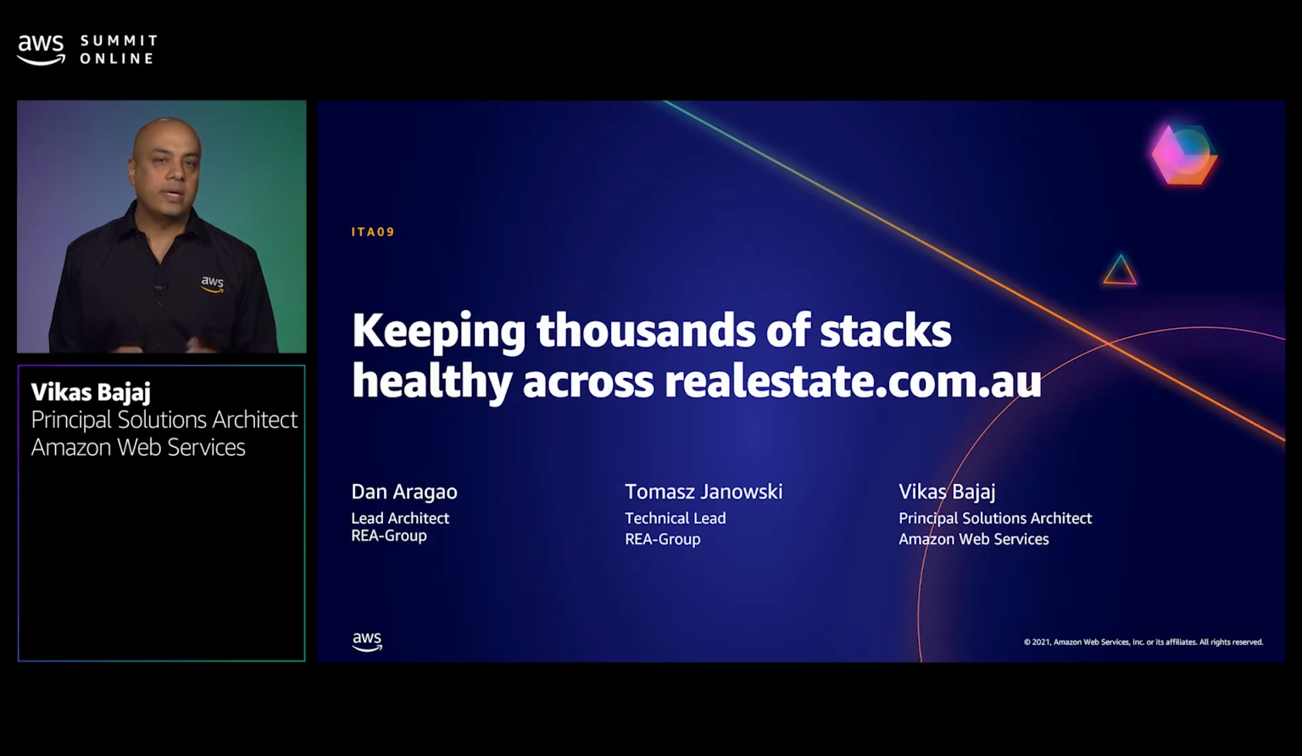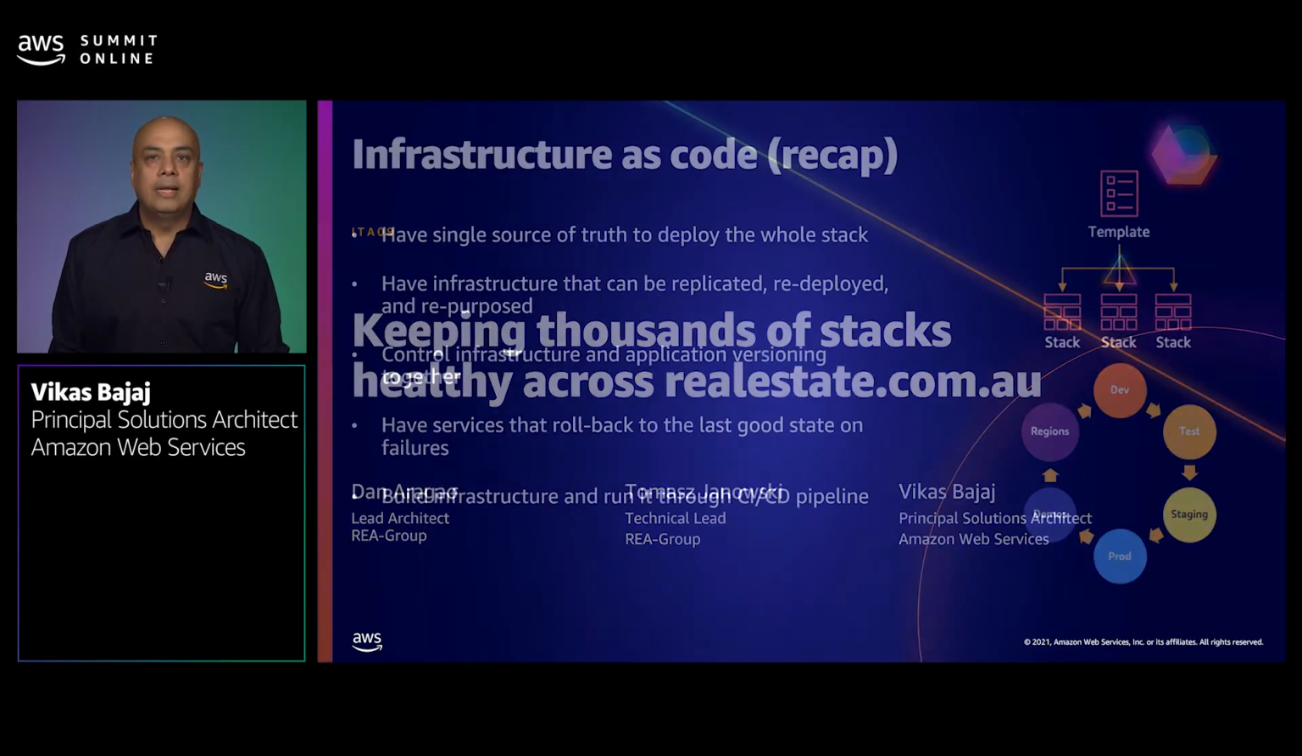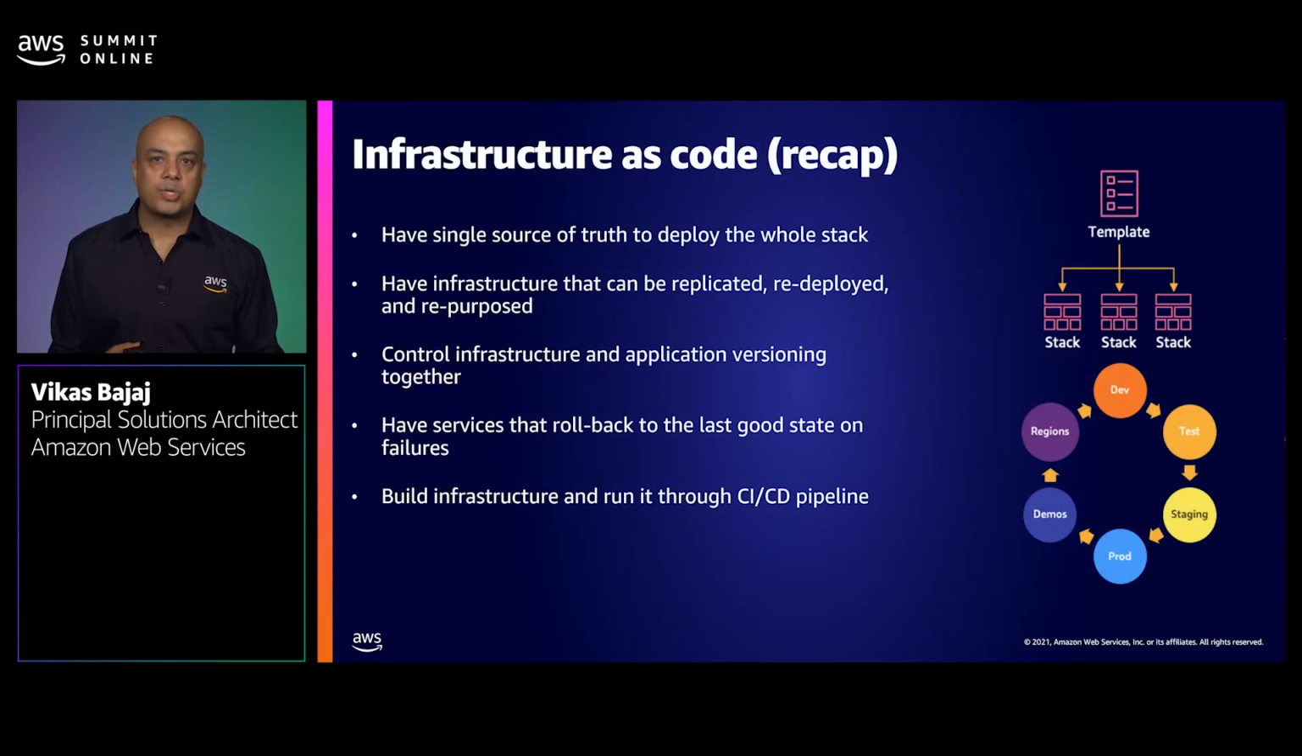This is a level 300 session, so we expect that you have some understanding of AWS services like virtual private cloud, CloudFormation, identity and access management, and Amazon EKS, which is a managed Kubernetes service. Let's start by defining infrastructure as code, what this means and what problem it solves.